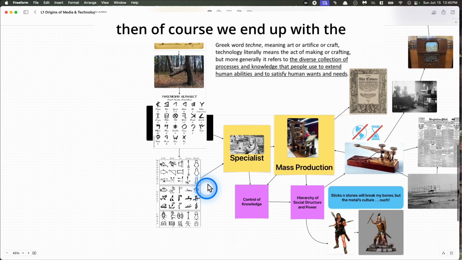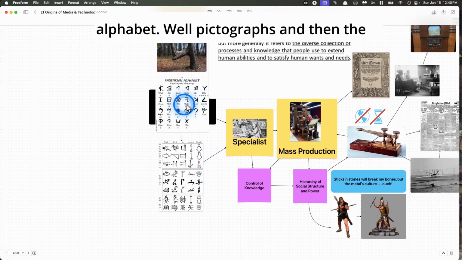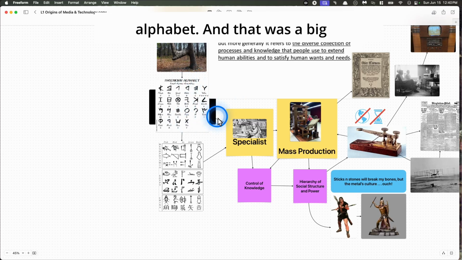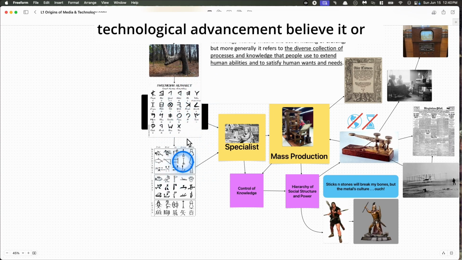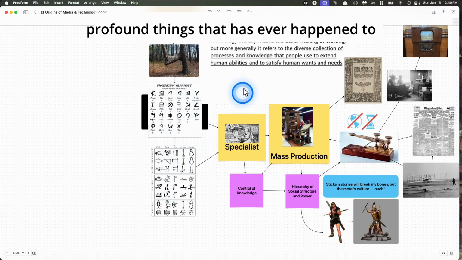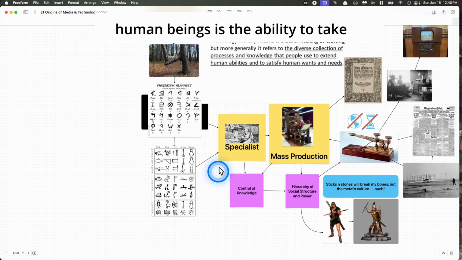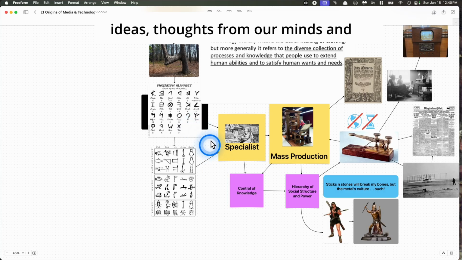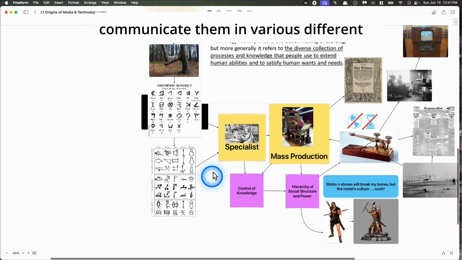And then, of course, we end up with pictographs, and then the alphabet. And that was a big technological advancement, believe it or not. This is probably one of the most profound things that has ever happened to human beings, the ability to take ideas, thoughts from our minds and communicate them in various different ways.